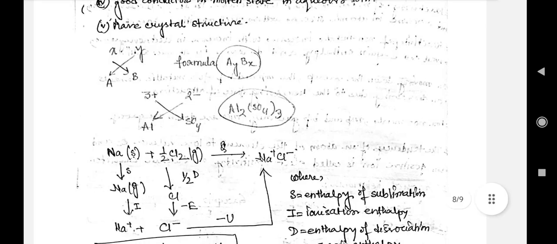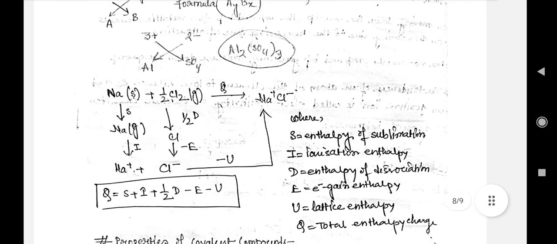Now we consider how we can make Na+ Cl- by a theoretical concept, the Born-Haber cycle. There we consider Na solid and half Cl2 gas. Q is the overall enthalpy change, and ultimately we get Na+ Cl-, the ionic compound. But there must be lots of steps. Na solid goes to Na gas, where S is the enthalpy of sublimation. Then Na gas undergoes ionization, so cation formation takes place: Na gas to Na+ by I, the ionization enthalpy.